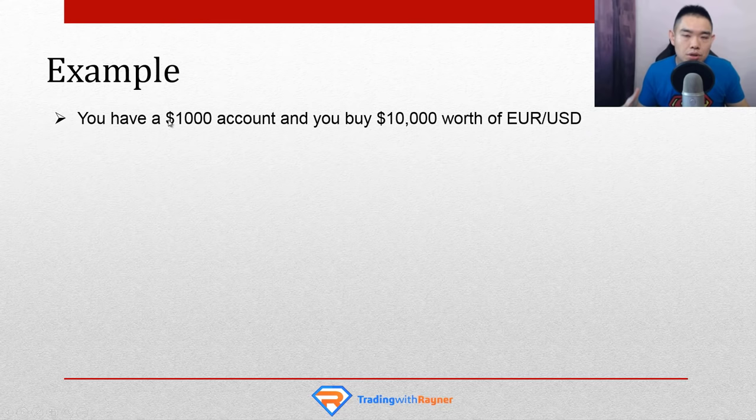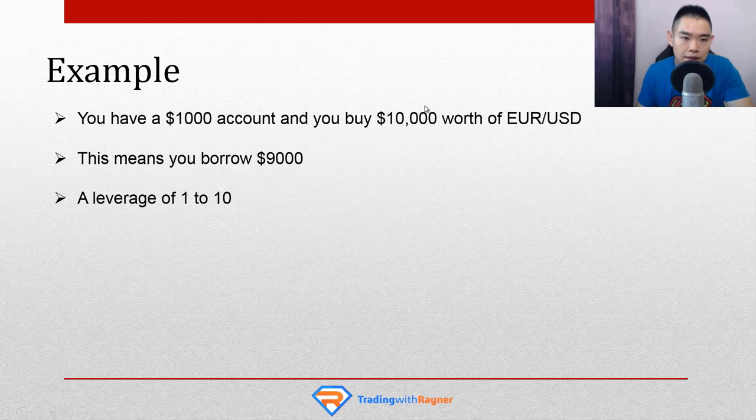Let's say you have $1,000 in your trading account and you buy $10,000 worth of Euro USD. This means you borrow the extra $9,000 to trade. If you want to measure the leverage, this is a leverage of 1 to 10. Why is this 1 to 10? You take the $10,000 worth of Euro USD divided by the initial capital that you have in your account, and you get 10. So this is a leverage of 1 to 10.